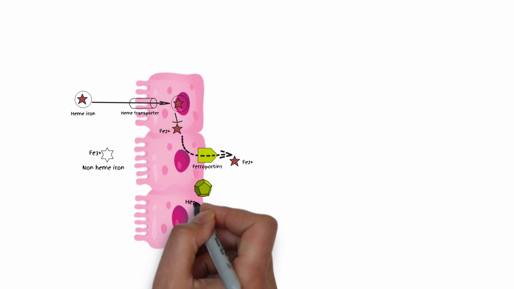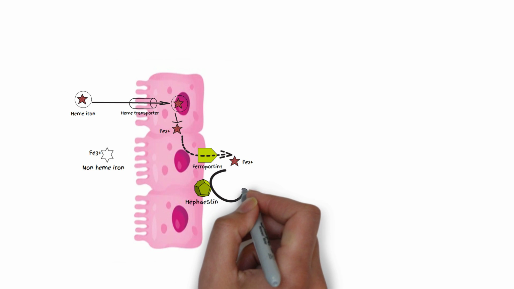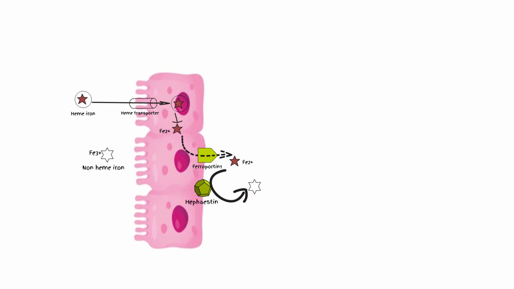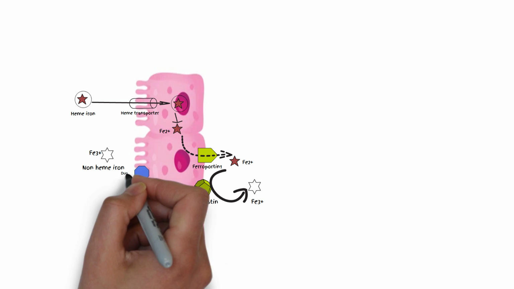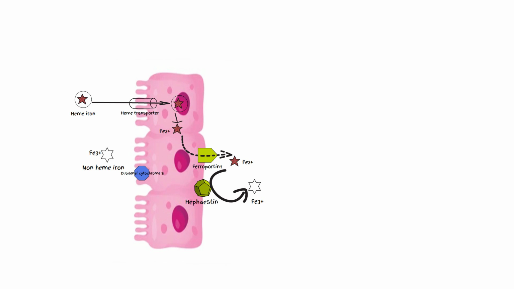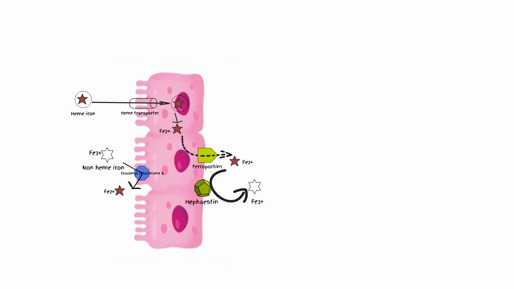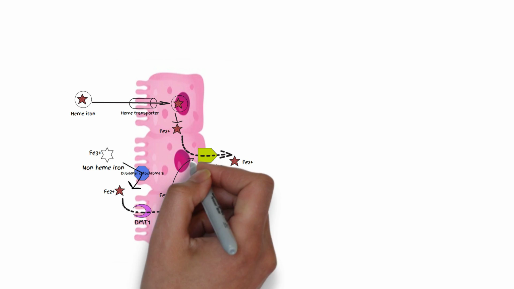On the other hand, non-heme iron is already in Fe3+, but our brush border epithelium will not absorb this iron. We need to reduce it to the Fe2+ form. So ferroreductase will reduce it to Fe2+. Now the divalent metal transporter will transport it inside the cell, where Fe2+ will be transported by ferroportin to the basolateral side. Now hephaestin will convert it to Fe3+, and plasma transferrin binds with the Fe3+.